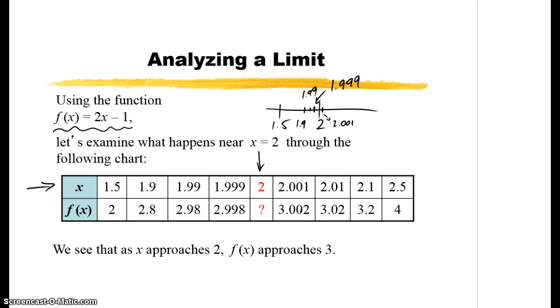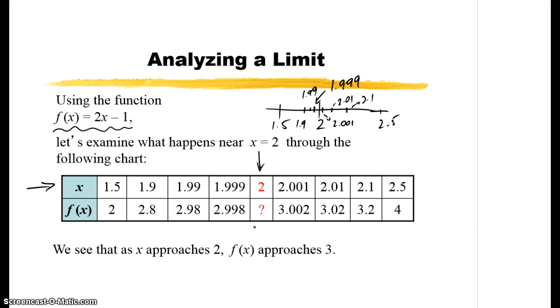And I calculate the value of f of x there. Then I look at 2.01, again exaggerating the scale a little bit. Then I look at 2.1, and then I look at 2.5. So as I get further and further away, I see what's happening here. Well, again, I calculate the f of x values, and what do you notice?